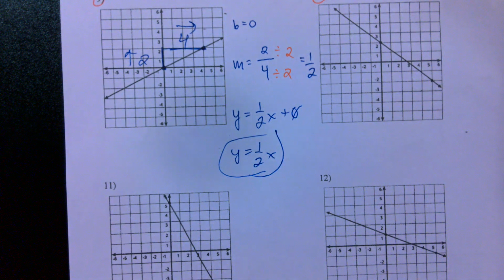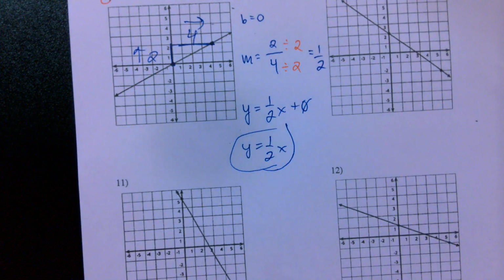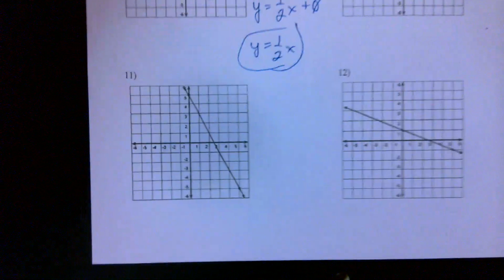Good. Okay. So empty today. How many people are gone? 1, 2, 3, 4, 5. Huh. I wonder why.